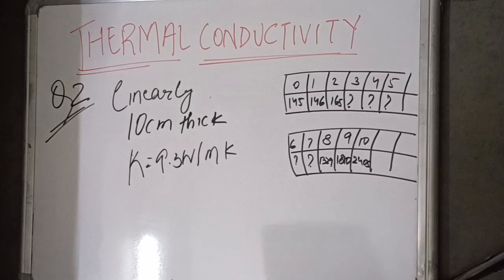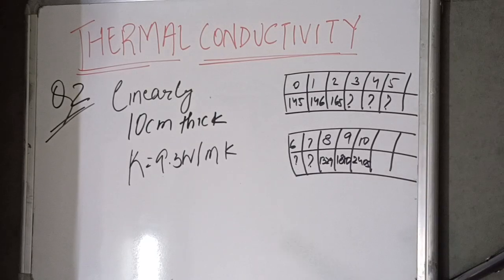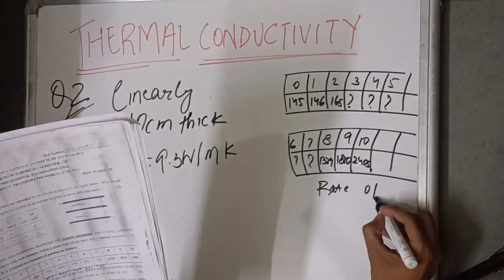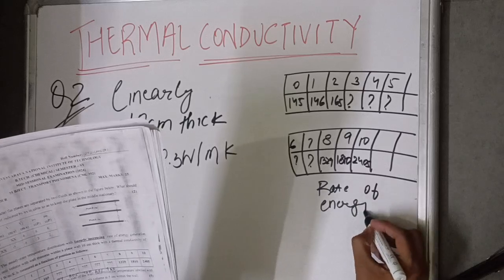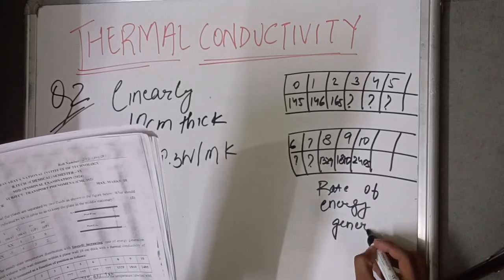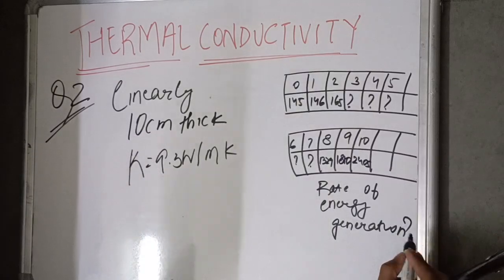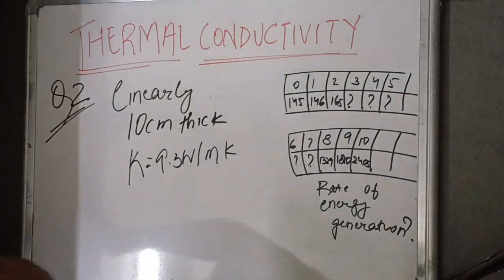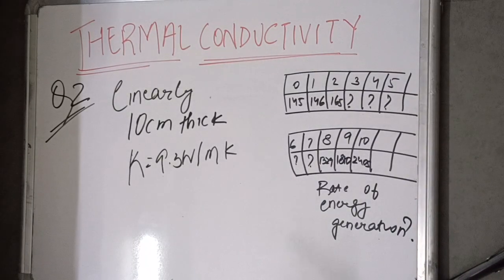Determine the temperature labeled with a question mark in the table and the rate of energy generation per unit volume at 5 centimeter within the wall. We have to also find the rate of energy generation. We have to find this. Okay, let's start.